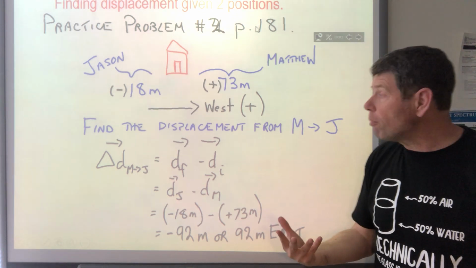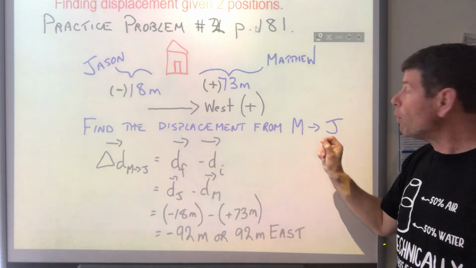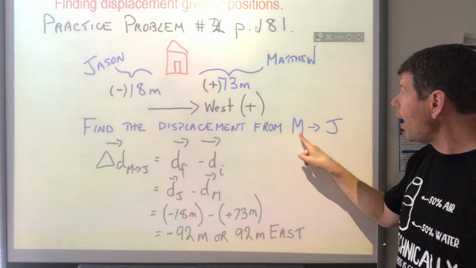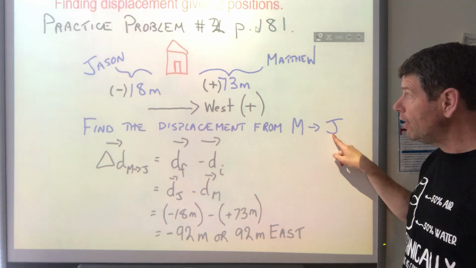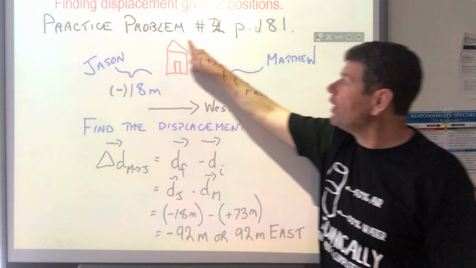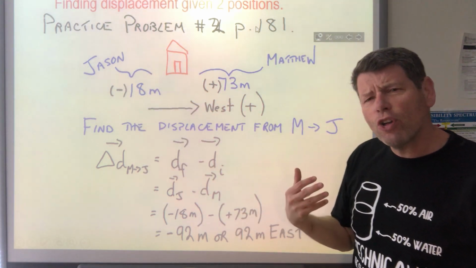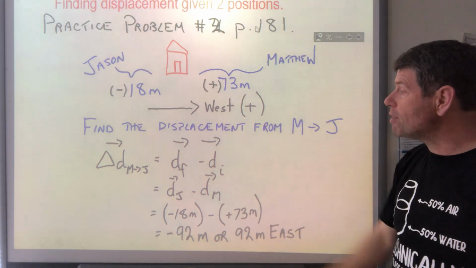Now I can solve the problem. Find the displacement. This is very important in grade 10, that we know which way we're traveling. The question said you're going to be traveling from Matthew to Jason. What is your displacement? So that means we're traveling this way. Mental math tells me that my answer better be an east displacement, because I can see that from the situation.